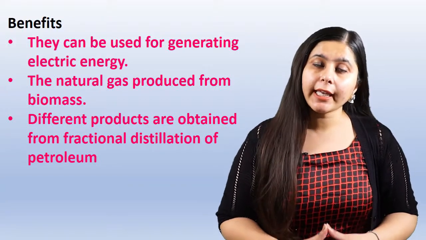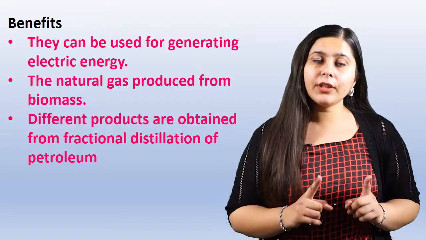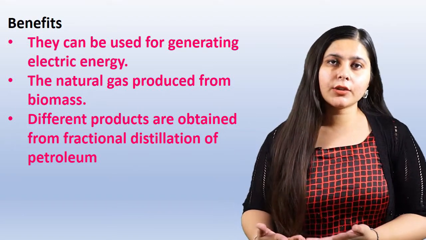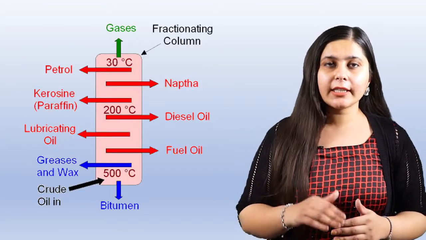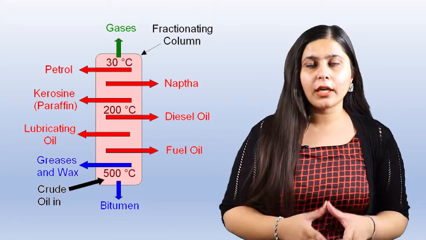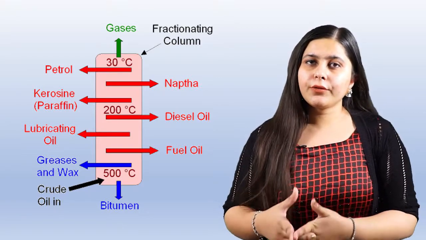So now let's move on and see what the advantages are. The first advantage is that they can be used for generating electricity in thermal power plants. And the second advantage is that natural gas, which is produced from the biomass present under the earth crust, is used as a source of energy. And using petroleum in fractional distillation, that is at different boiling points in the distillation columns, we get different products like paraffin wax and lubricating oils. They are even used for different purposes.